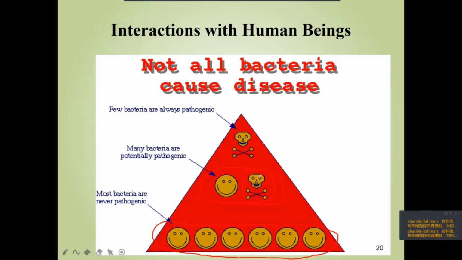And our material in medical microbiology focused on this small group on the top of the pyramid a lot previously. Those are the real pathogens. Those microorganisms can always cause disease in humans. That's what we learned a lot previously. And now we still need to focus on this part because they can cause disease.